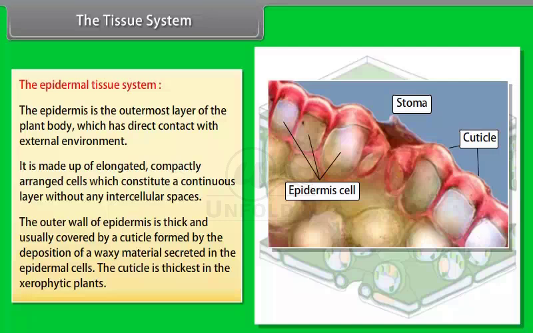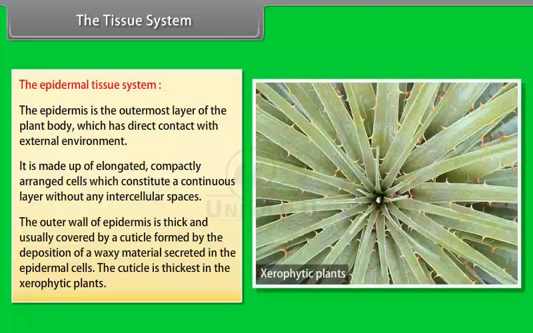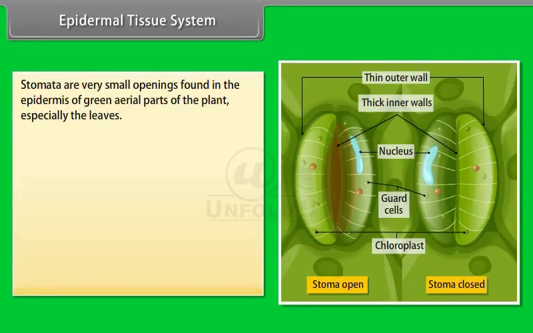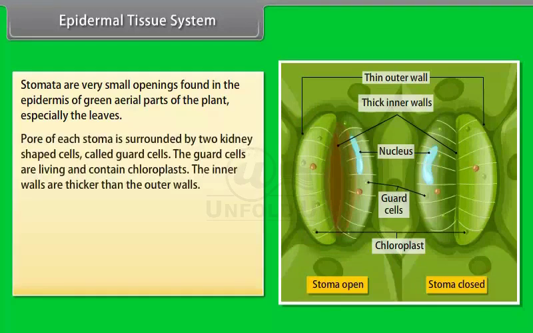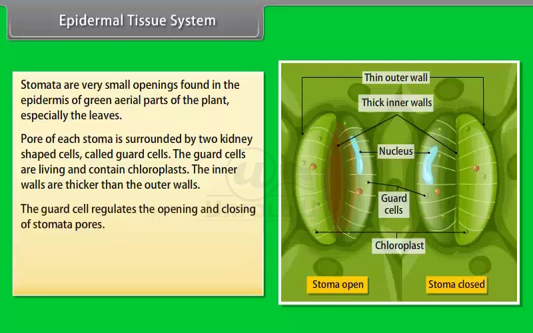The cuticle is thickest in xerophytic plants. Epidermal tissue system. Stomata are very small openings found in the epidermis of green aerial parts of the plant, especially the leaves. The pore of each stoma is surrounded by two kidney-shaped cells called guard cells. The guard cells are living and contain chloroplasts. The inner walls are thicker than the outer walls. The guard cells regulate the opening and closing of stomatal pores.